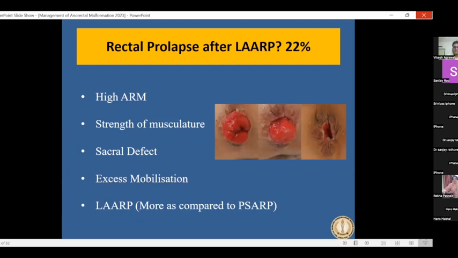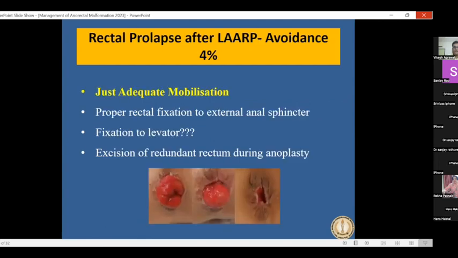In LARP, it is more as compared to PSARP. So the solution which we got for this particular problem is just adequate mobilization. Not too much mobilization is required in the rectum. Once you pull the rectum down, and if you find it inadequate, you can add a little more mobilization by again going in the laparoscopic part, and proper rectal fixation to the external anal sphincter. And the rest of the redundant rectum should be excised during anoplasty.